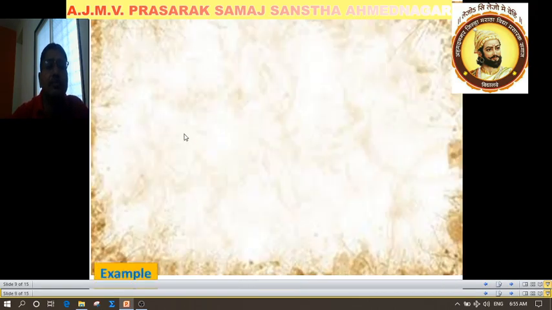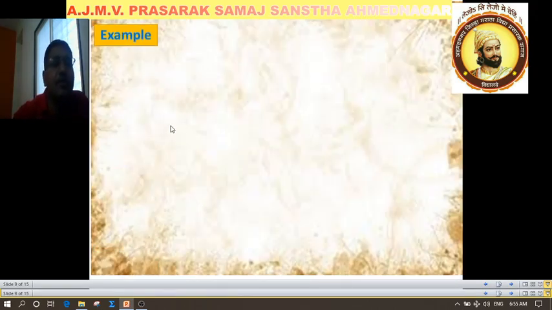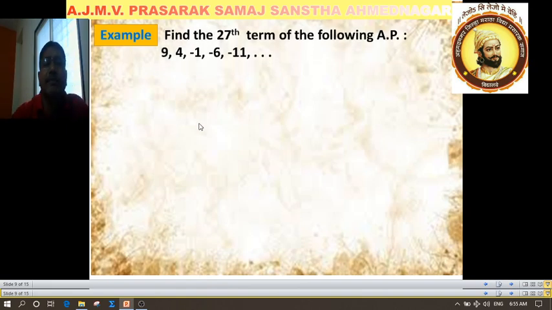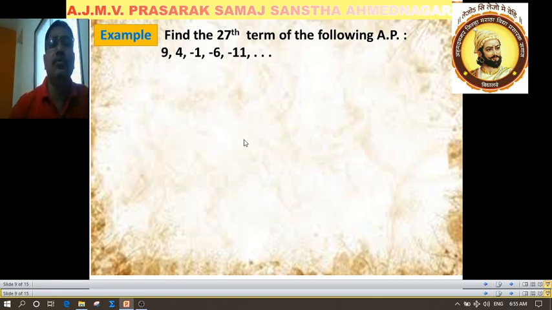Next example of practice set 3.2. Find the 27th term of the following arithmetic progression: 9, 4, minus 1, minus 6, minus 11. See here, we have to find the 27th term. In the previous example, we obtained the 20th term. Now here we have to obtain the 27th term.